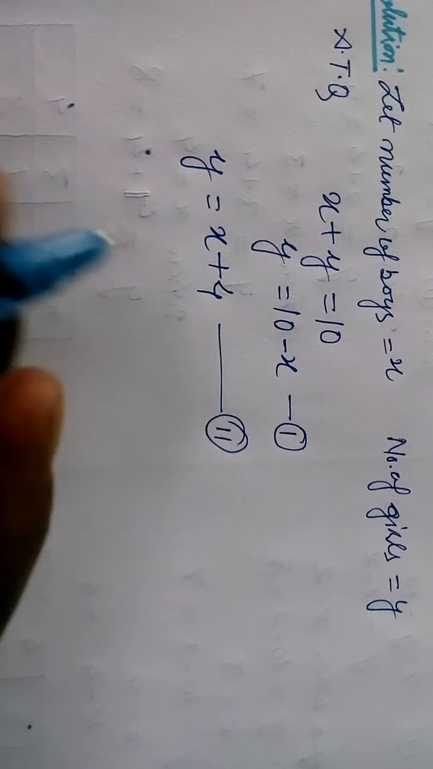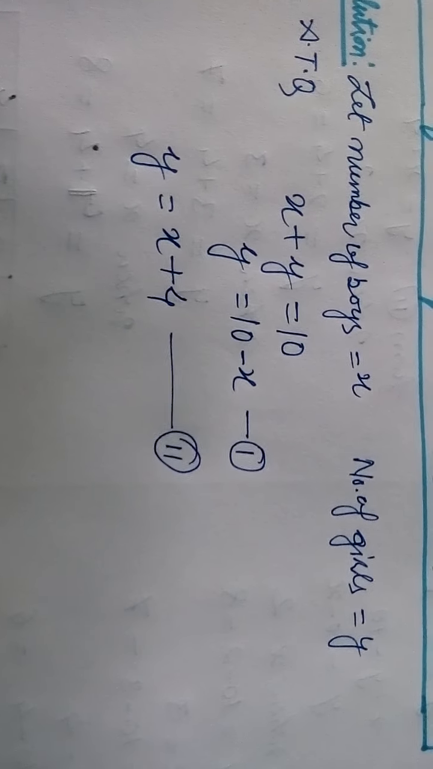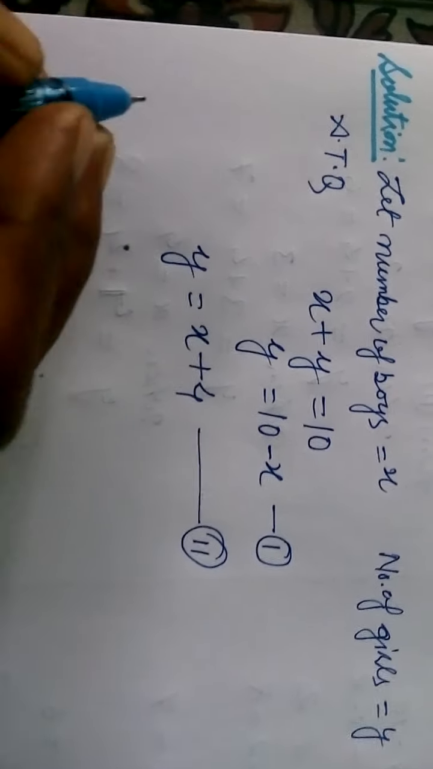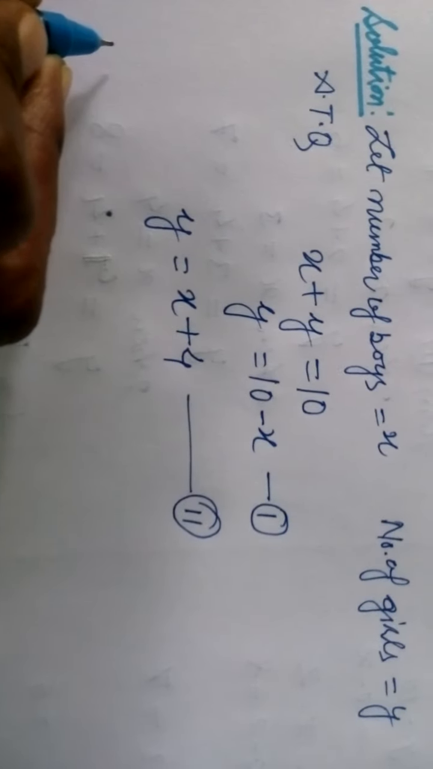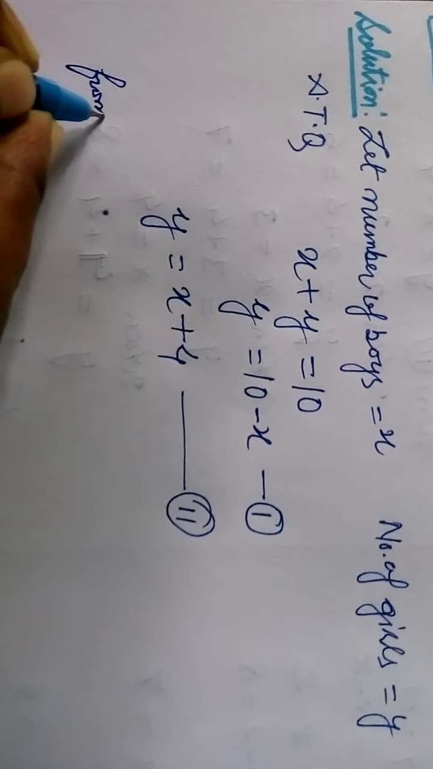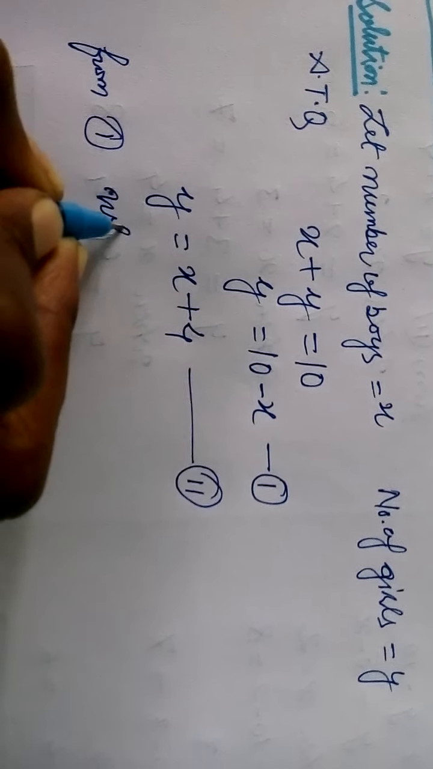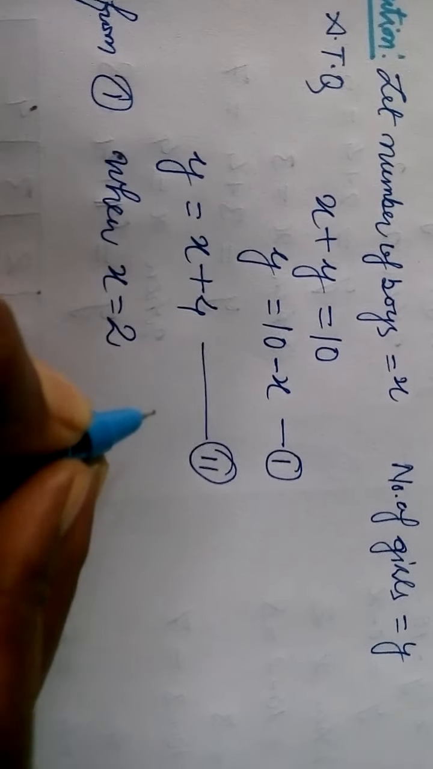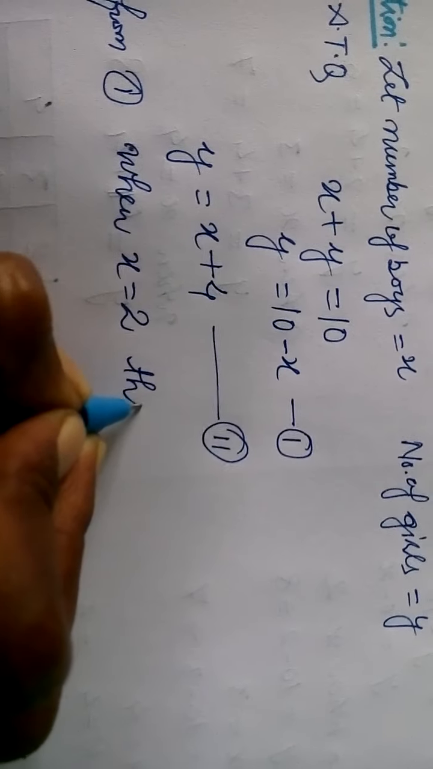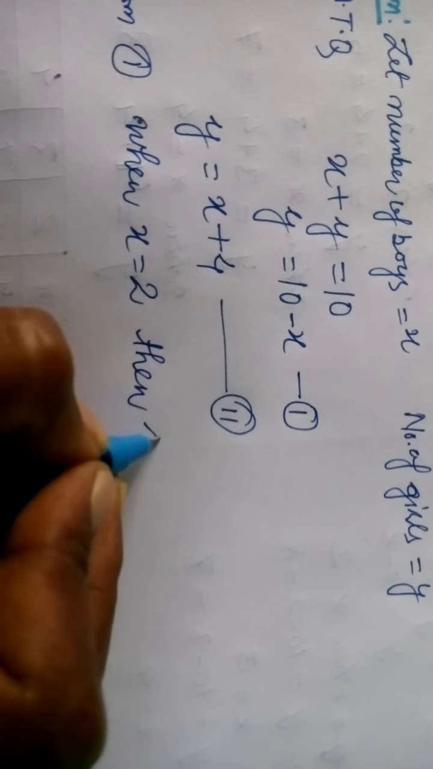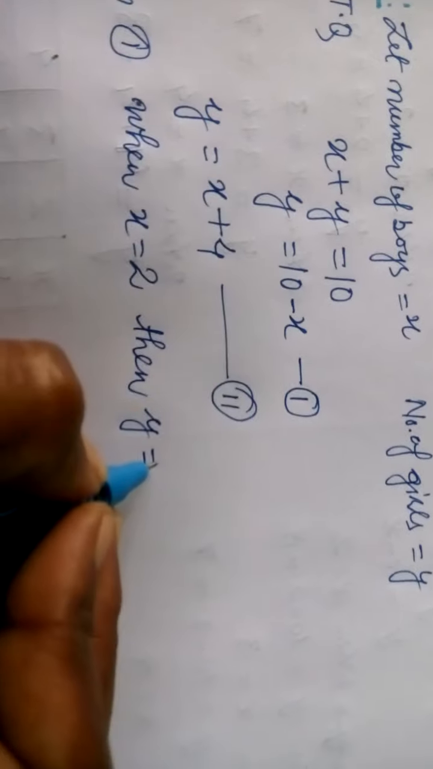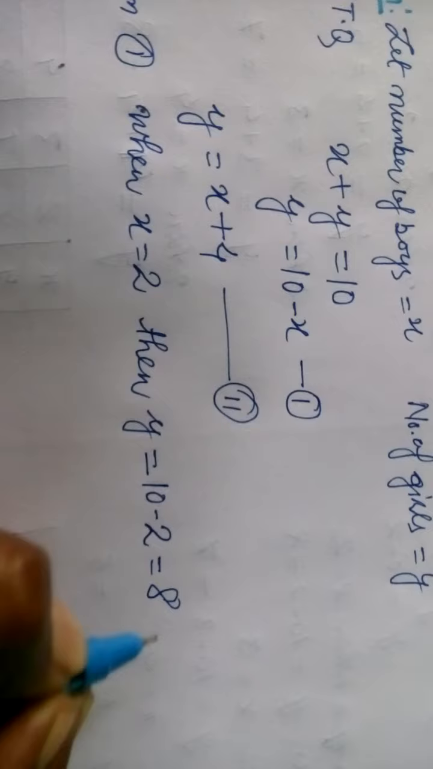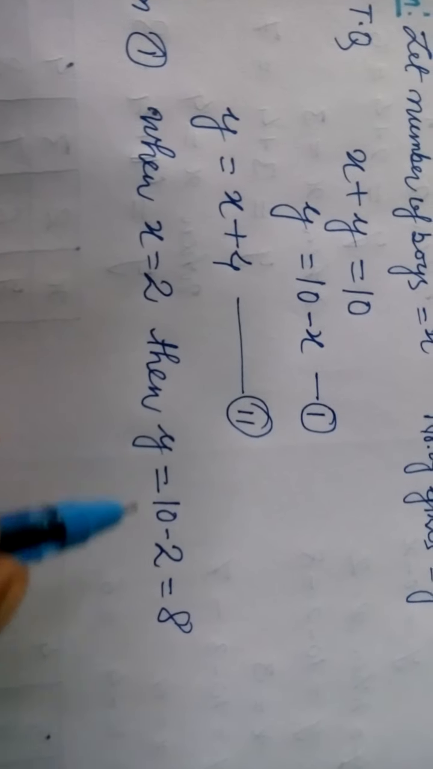Now we just have to find the solutions, and to plot the graph we need the x and y coordinates. So let us take the x and y coordinates here. Let me take from the first equation. I'll take x is equal to 2. Then y will be equal to what? y will be equal to 10 minus x. I have taken 2, so that is 8. So when x is equal to 2, then y is equal to 8.